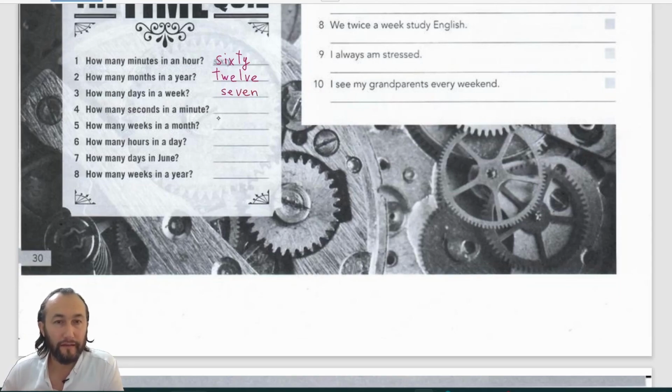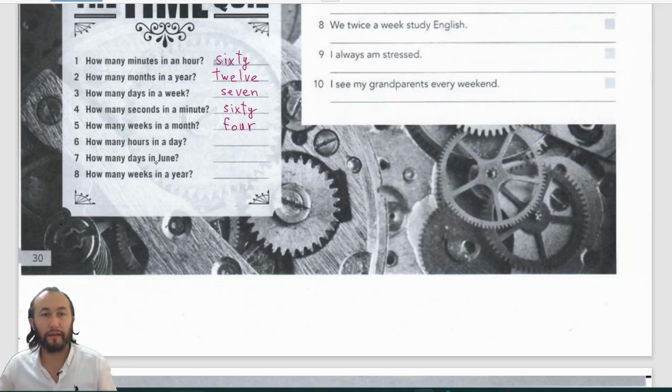How many seconds in a minute? Well, we've got 60 seconds in a minute. So we're going to write here 60, S-I-X-T-Y. And how many weeks in a month? So in 1 month, we've got 4 weeks. So we're going to write 4, F-O-U-R, okay.